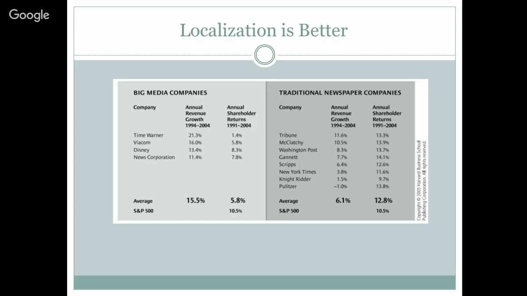And then over on the right-hand side, you look at more local companies, like newspaper companies. Annual shareholder returns was actually more than double the annual revenue growth during that same time period. What's interesting there, if you look at the bottom, Pulitzer actually lost revenue during that time, but their annual shareholder returns was one of the highest on the list. So if you invested in local newspaper companies such as these, you would have actually made more money than if you invested in the S&P 500 by 2.3%.